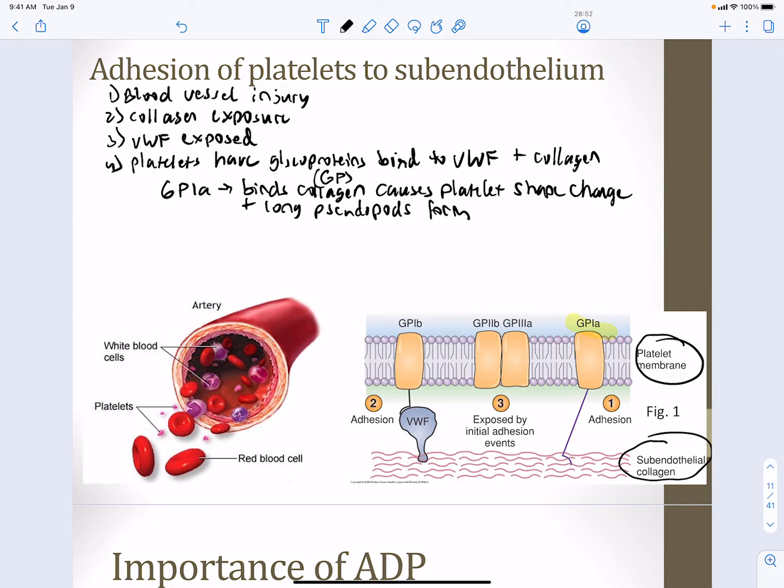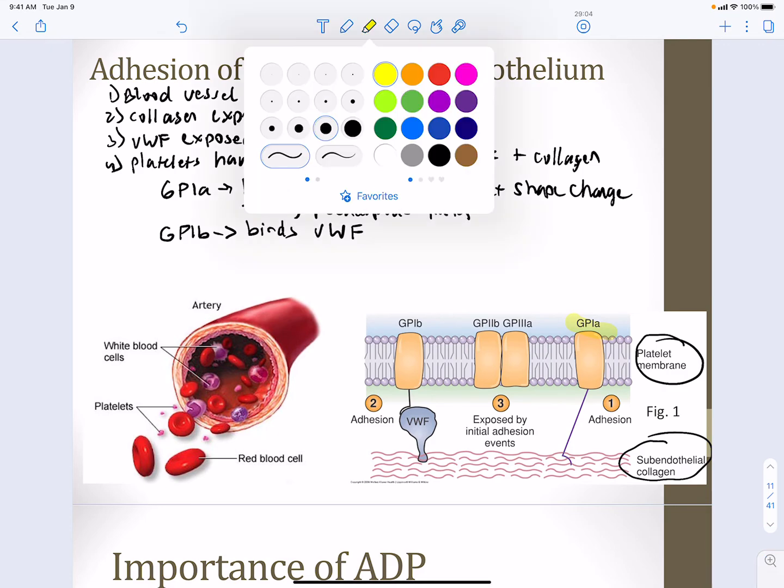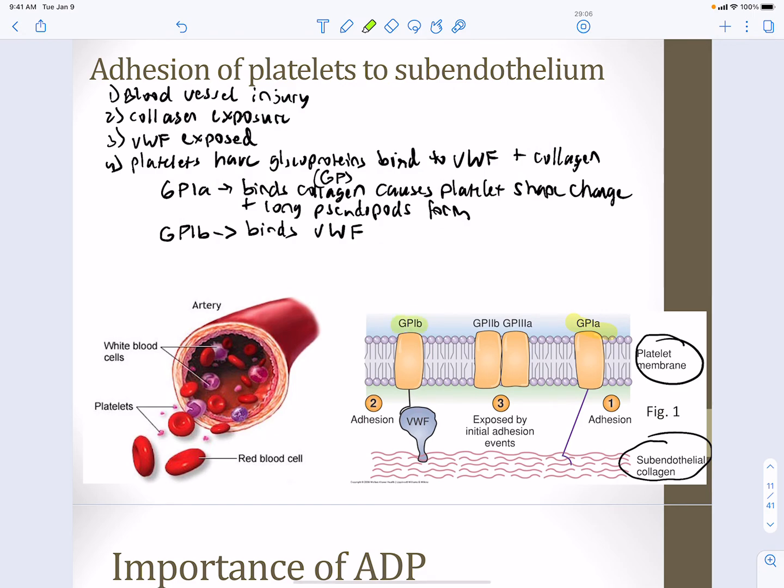Now, there's also von Willebrand factor, which is going to bind to glycoprotein 1B. Okay, and that is shown here. You have 1B, which is binding to von Willebrand factor. And this is going to cause changes in the platelet membrane as well, and this exposes fibrinogen and von Willebrand factor binding sites.